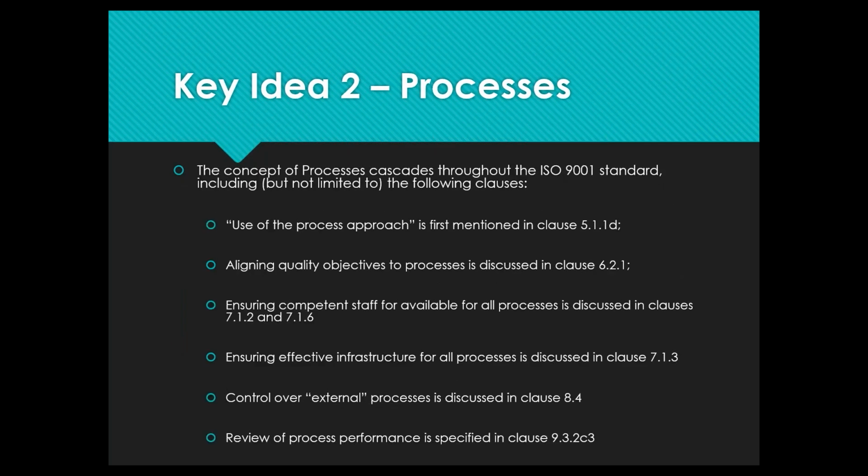Now, the idea of processes cascades throughout the whole standard. Now I've pulled a handful of examples. This is not all of it by any measure. The process approach is mentioned first in section 5.1.1 d. Quality objectives being aligned to processes, 6.2.1. Are staff competent for processes, 7.1.2, 7.1.6. Are you controlling external processes, 8.4. Are you ensuring effective infrastructure for your processes, 7.1.3.